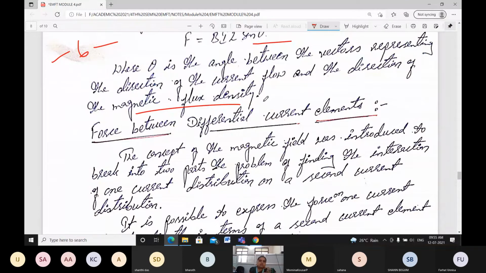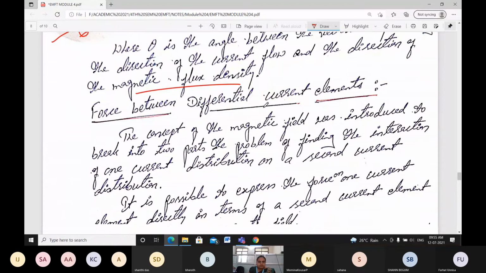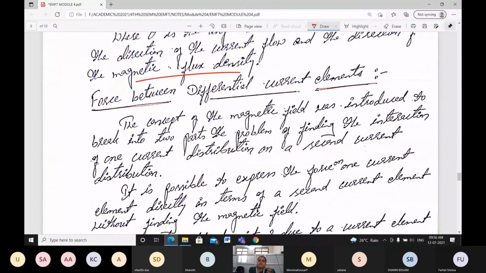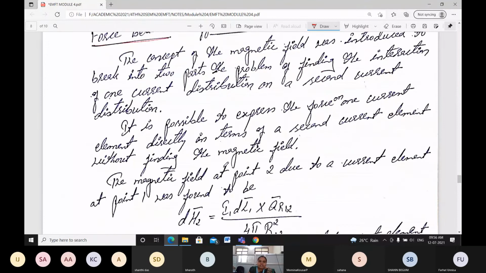This is just like how the force is going to be taken between differential current elements. The concept of the magnetic field was introduced to break the problem into two parts, where we are going to find the interaction between one current distribution and a second current distribution. It is possible to express the force on one current element directly in terms of the second.